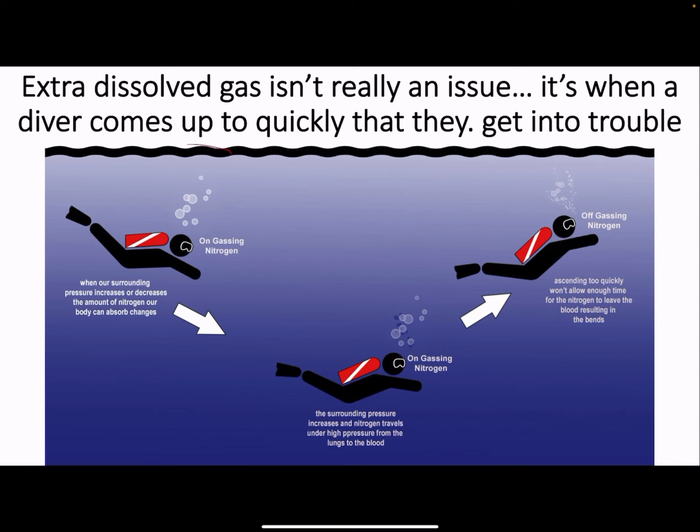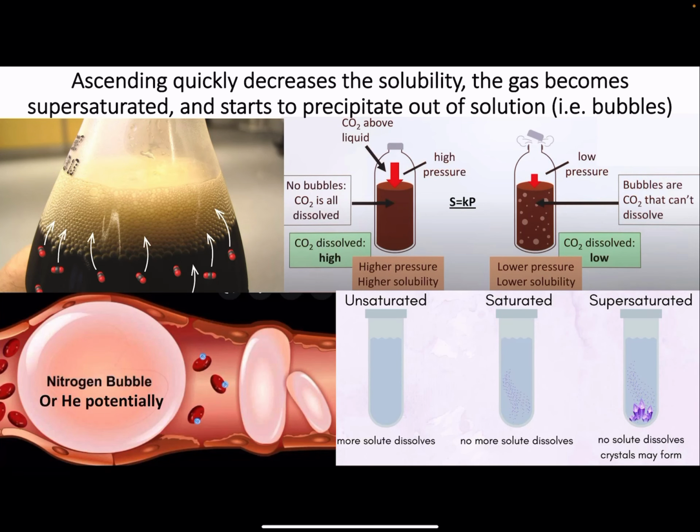So here's us close to the water. When we go underwater, the higher pressure pushes nitrogen through the alveoli into our blood. Now we have more dissolved nitrogen. That in and of itself is not dangerous. The problem is if you come up too quickly, the nitrogen that's dissolved, the solubility decreases and it starts to precipitate and it forms these bubbles. Very much like we see in GenChem.